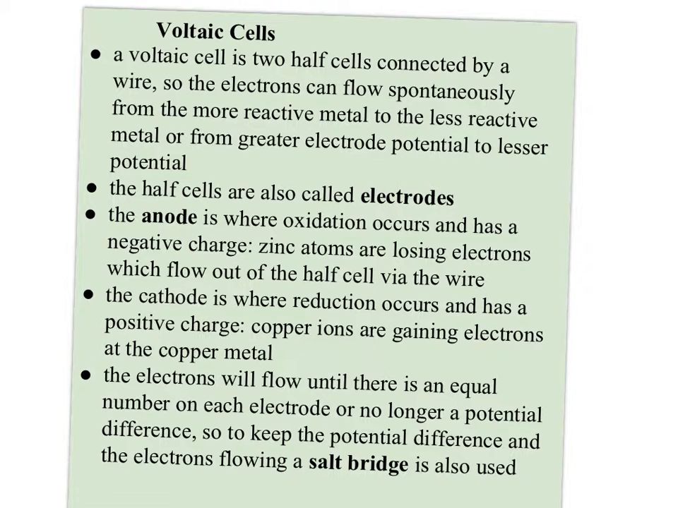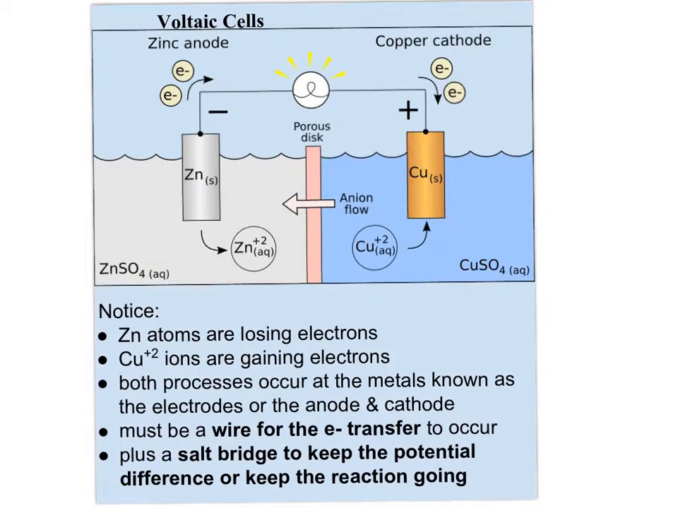The anode is where oxidation occurs and will have a negative charge as electrons are deposited there or lost. And then the cathode is where reduction occurs and the electrons flow over to, but then they go right on to be picked up by the copper ions, which are going to gain those electrons or be reduced and deposit copper metal. The electrons will flow until there's an equal number on each electrode, or there's no longer potential difference. So to keep your batteries going more than just a short time, we use something called the salt bridge, which keeps the potential difference alive and well.